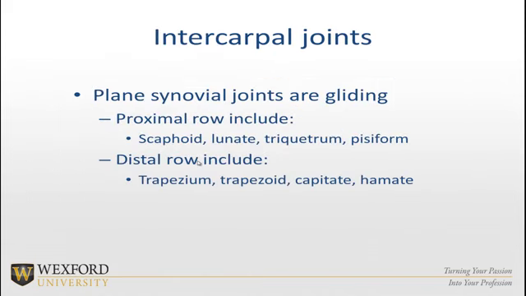The intercarpal joints are plane synovial joints that glide superior and inferior with flexion and extension. The proximal row again includes the scaphoid, lunate, triquetrum, and the pisiform, and the distal row includes the trapezium, trapezoid, capitate, and the hamate. And one of the things to keep in mind is the carpal tunnel, which we'll come back and visit in a minute.